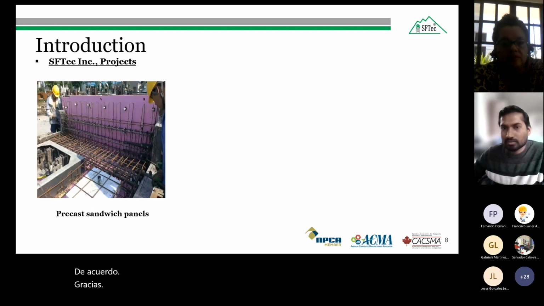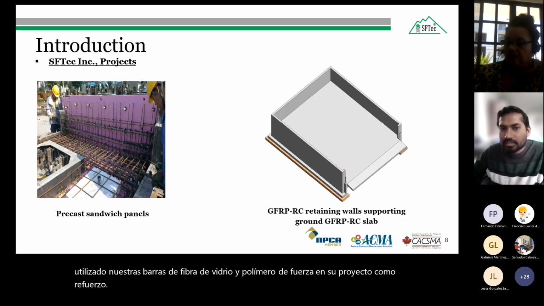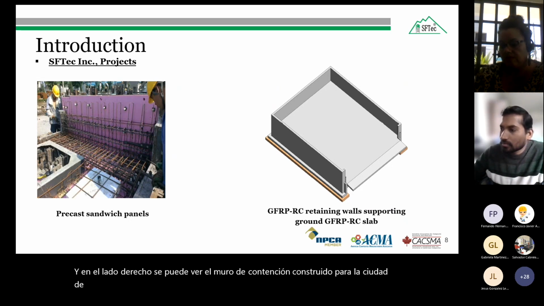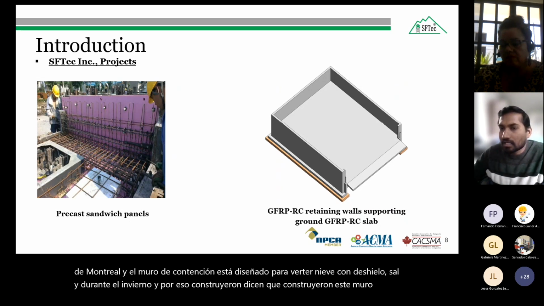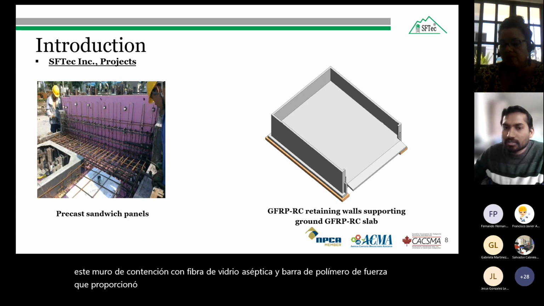Another project shows cast on site precast sandwich panels, and they used our glass fiber reinforced polymer bars in their project as reinforcement. On the right side, you can see the retaining wall built for the city of Montreal. The retaining wall is designed to dump snow with de-icing salt during the winter. They built this retaining wall with aseptic glass fiber reinforced polymer bar, which provided resistance against the chemicals used in the de-icing salt during the winter season.